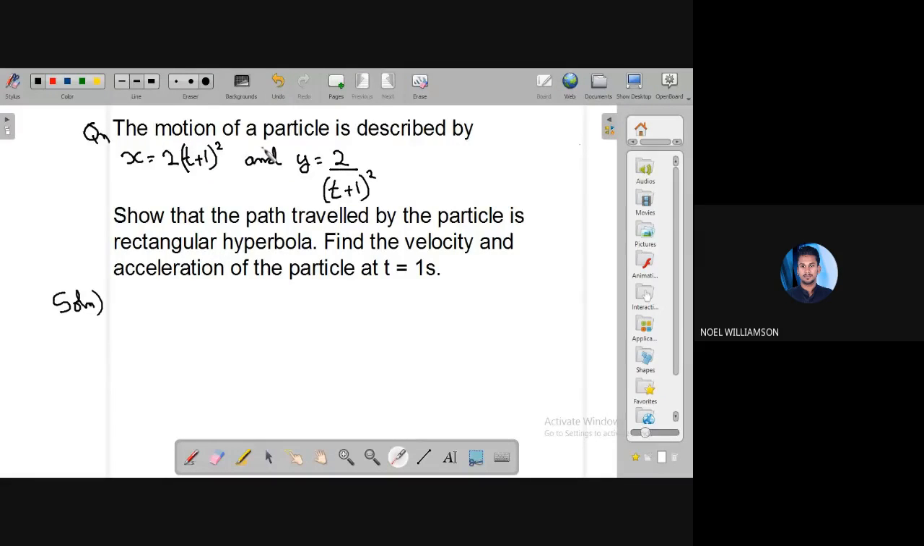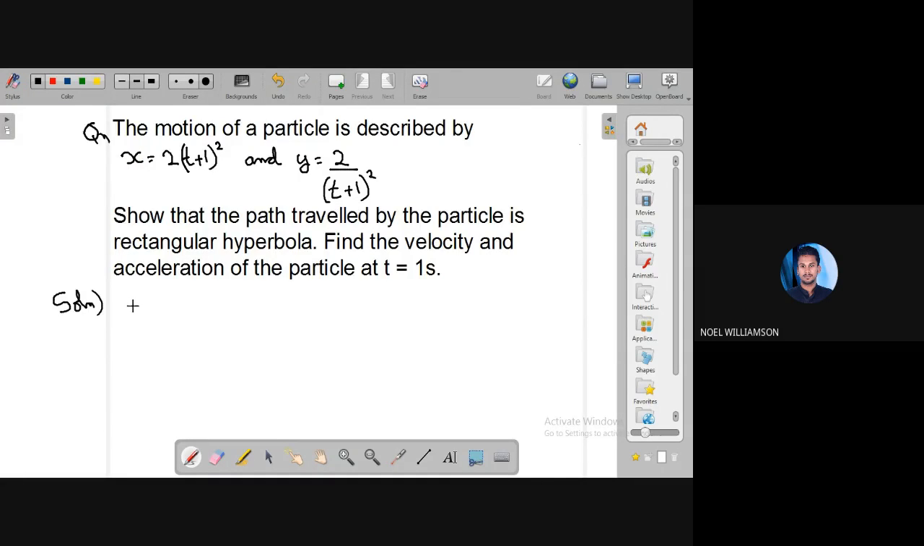The particle is moving like this, and you have to show that the path traveled is a rectangular hyperbola. How will we see whether a particle traverses a rectangular hyperbola? It's nothing but just multiplying the terms x and y, and if you get a constant value without any variables, then we can say it is a rectangular hyperbola. I'm not going in depth into that, but just understand that. That is x into y.